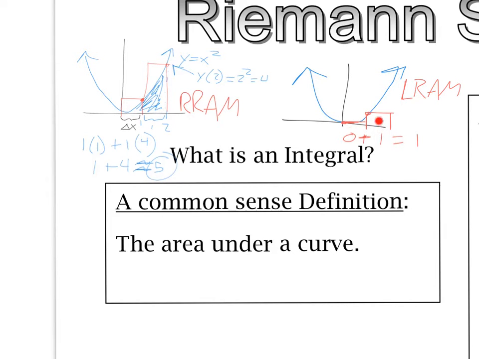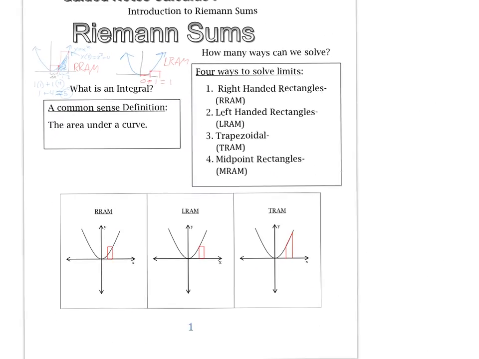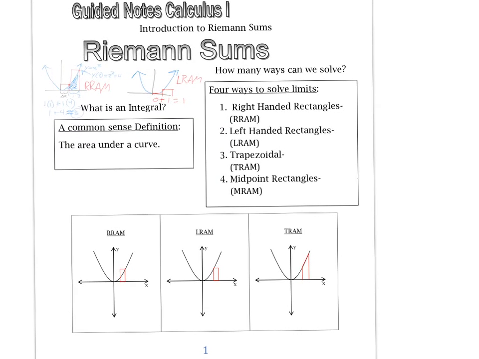The left rectangle approximation is an under approximation, right? So we know the true area is somewhere between 1 and 5. And the more rectangles we use, the closer we'll get to the true area underneath that curve. So that's the basic idea of Riemann sums. So let's talk about some of those different concepts here.